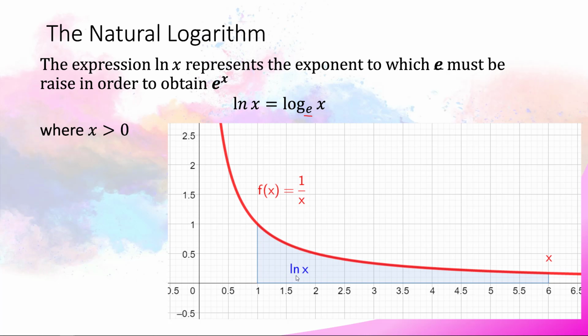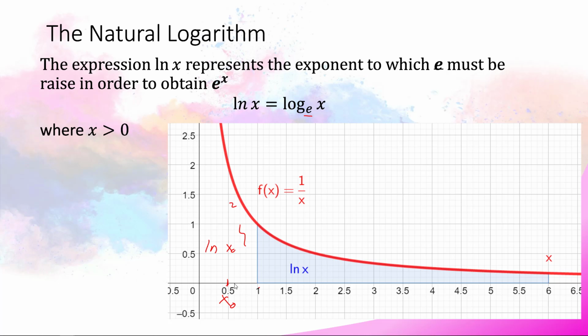And that area would be equal to the natural log of x. It turns out that if x is equal to 1/2, say right here, call that x sub 0, then this area, the area from 1 to 1/2, would also be equal to the natural log of x sub 0, or 1/2 in this case.